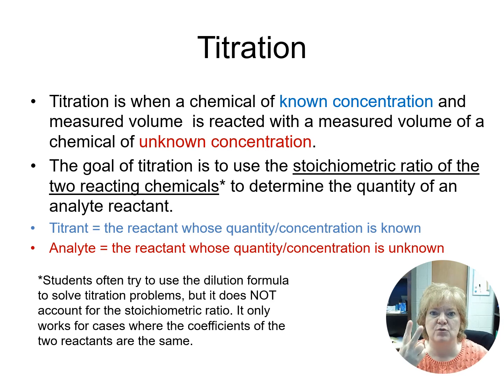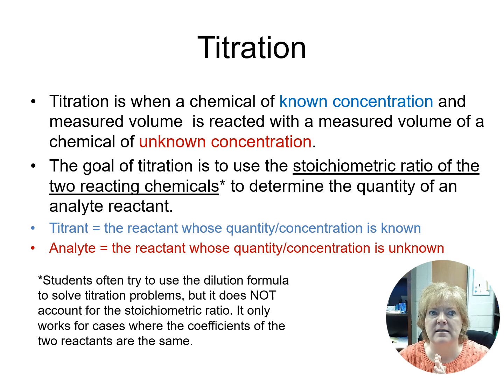So we basically always have two chemicals. The titrant, which is the reactant that we know about. So I have a known concentration and a known volume of a solution, or I have a known mass of a solution, something like that. And then we have the analyte, which is what I'm trying to learn about. I'm trying to analyze it. So that's the other reactant. So I will always be doing this.